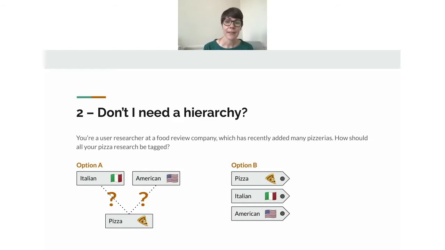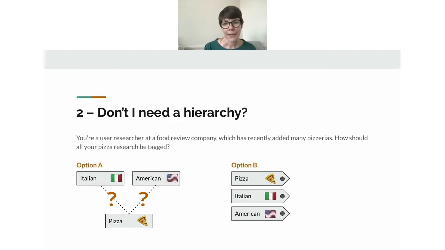So option A is the hierarchy option, right? It's trying to find the right place for the pizza tag, whether it should go under Italian or American, which is actually a pretty big decision and kind of hard to answer. It's not clear. And then option B lays out every tag individually with no hierarchy.